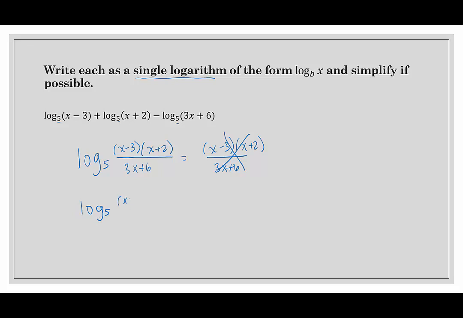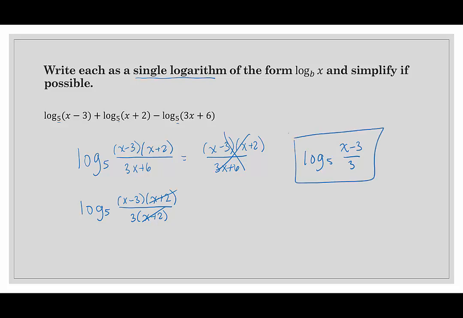It's x minus 3 over x plus 2. We're going to factor out that 3 in the denominator. We're going to get 3 times x plus 2. We do have a common factor here. x plus 2 is present in the numerator and denominator, giving us a final answer here of log base 5 of x minus 3 divided by 3. Okay, x minus 3 over 3. There's our final answer.